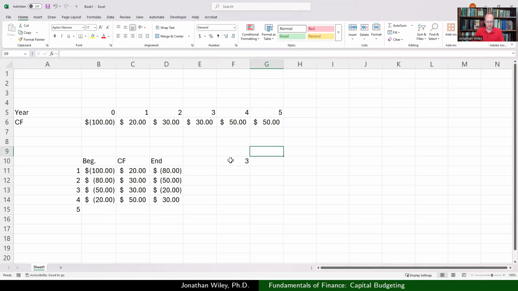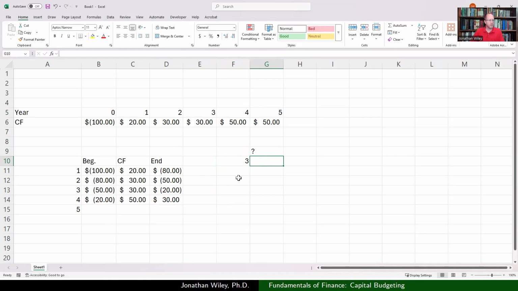Okay. The question then is how much more than that? So it's 3 years and some portion. So 3 point something. So what's the point something? So if it's 3 point something, what we're going to do is assume that I earned that $50 in year 4 evenly throughout the year. If I assumed I earned that evenly throughout the year, I needed 20 of it to get back to 0.